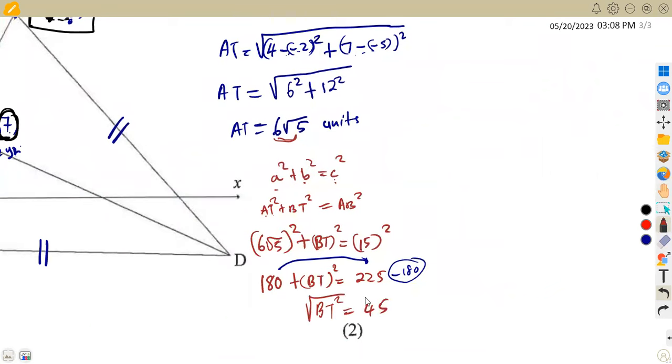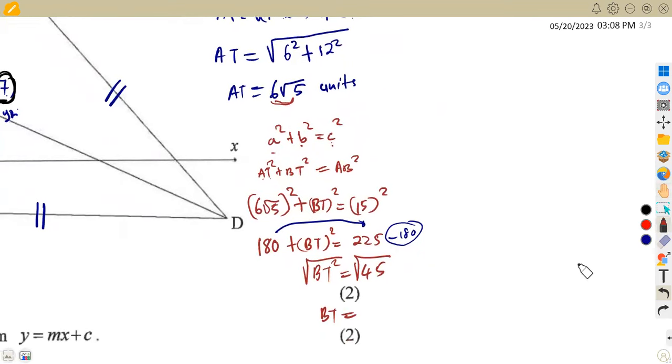To find BT, square root both sides. BT is going to be the square root of 45, or you can simplify further from your calculator. This is going to be 3 square root of 5 units. All right, so we managed to calculate BT using the concept of Pythagoras. In this case, we applied the Pythagoras theorem in order for us to calculate BT.